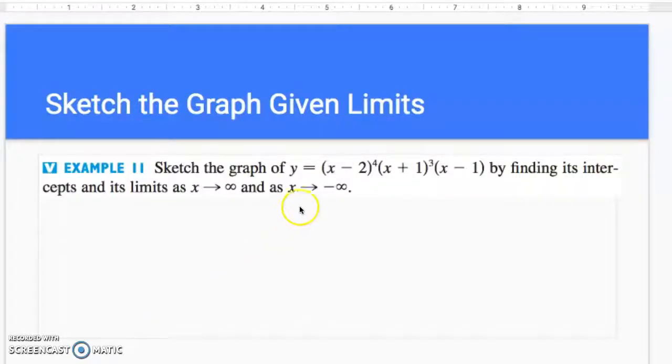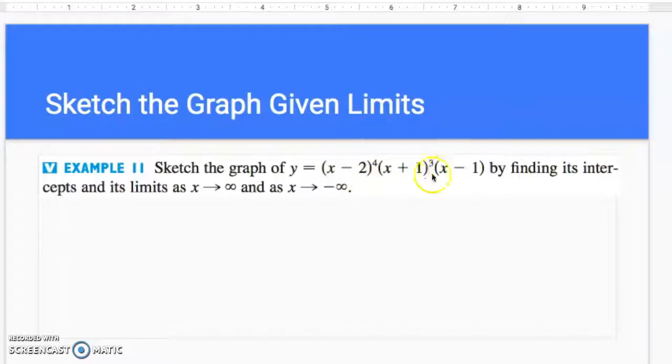Example 11. Sketch the graph of the polynomial by finding its intercepts and its limits as x approaches infinity and negative infinity. Well, they're telling you what to do in the directions. They don't always tell you what to do. Usually they'll just say sketch the graph. Now we talked about this in pre-calculus, but let's just kind of review what we are doing here.